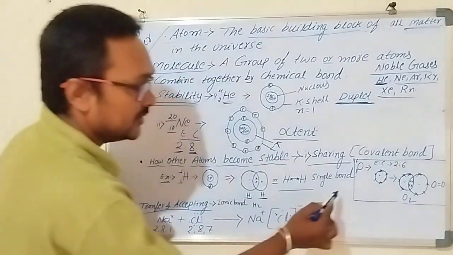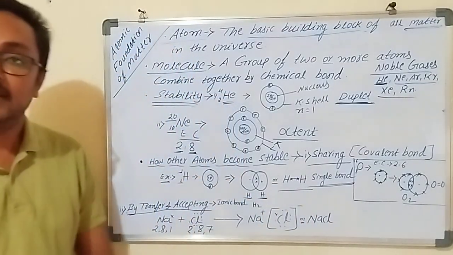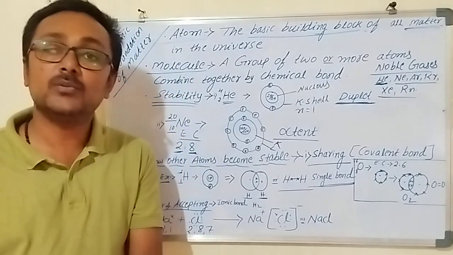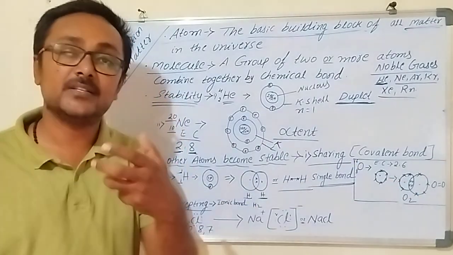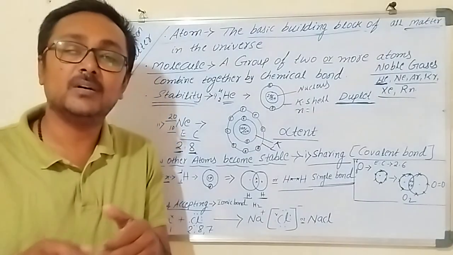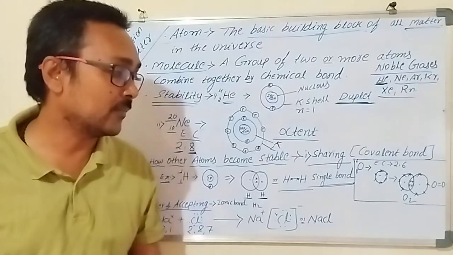What if they share more than one pair? If they share two pairs, then it is a double bond. If they share three pairs, it is a triple bond. After 3, bonds of 4, 5, 6 will not be there. Up to triple bond will be there.